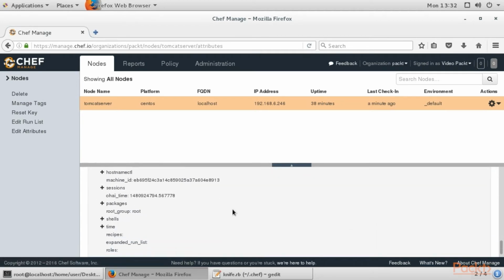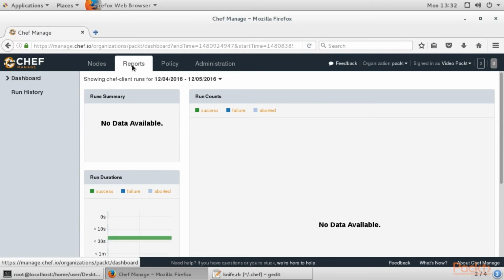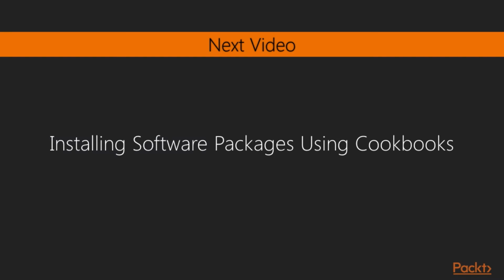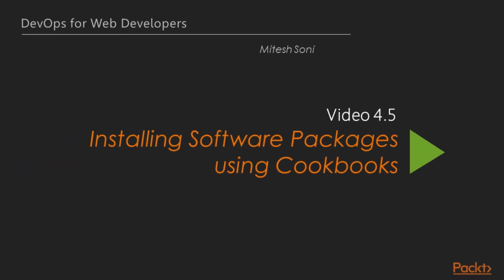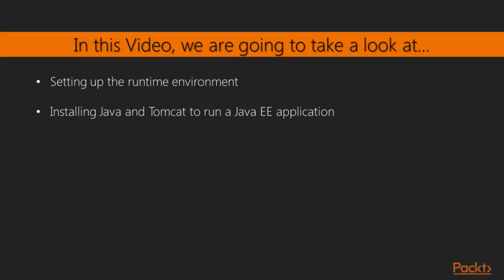The convergence was successful, and we can see that in the report section of the hosted Chef account. Great work! We have successfully converged a Chef node using a Chef workstation. In the next video, we will learn how to install software packages using cookbooks. Welcome to the next video of Section 4, Installing Software Packages Using Cookbooks. In the previous video, we converged a Chef node using a Chef workstation. In this video, we will see how to install software packages using cookbooks.